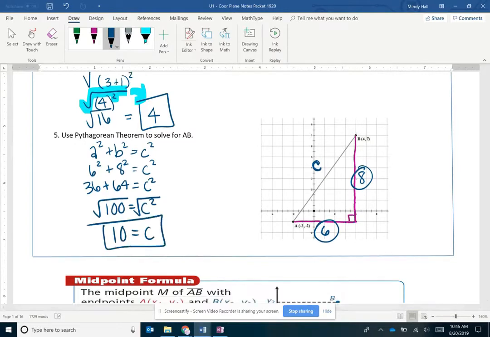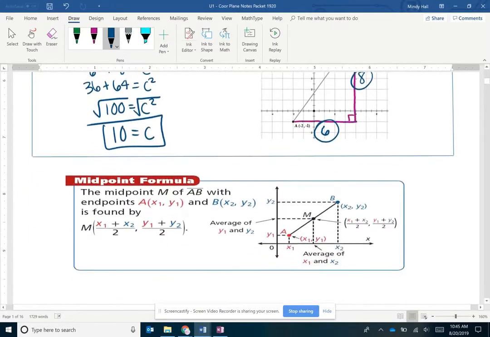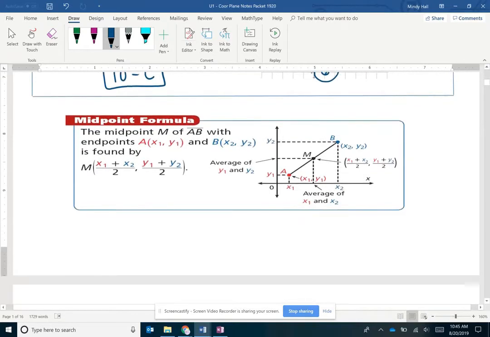Boom, done. So our midpoint formula, so anytime we want to find the midpoint of any line, whether it's horizontal, vertical, or diagonal like this one, is you add the x values together and then divide it by 2. And then you add the y values together and divide by 2. And notice that is your ordered pair. So you should have your x and your y still.